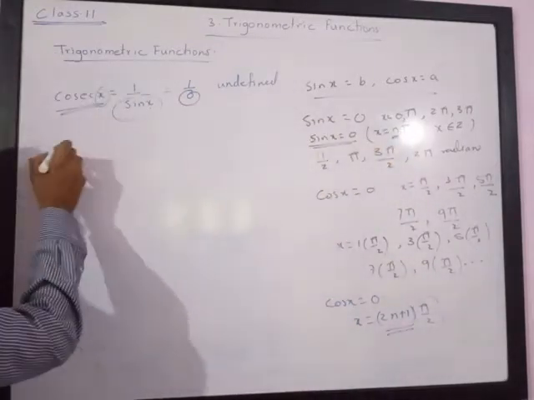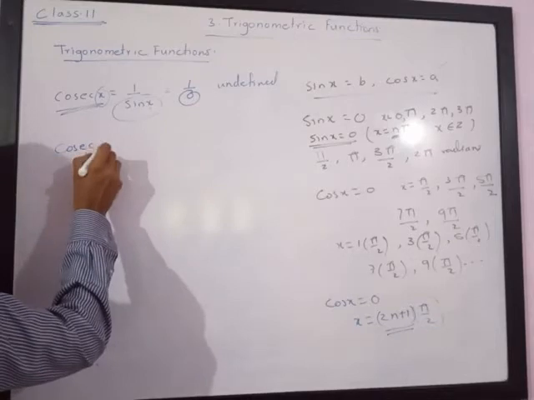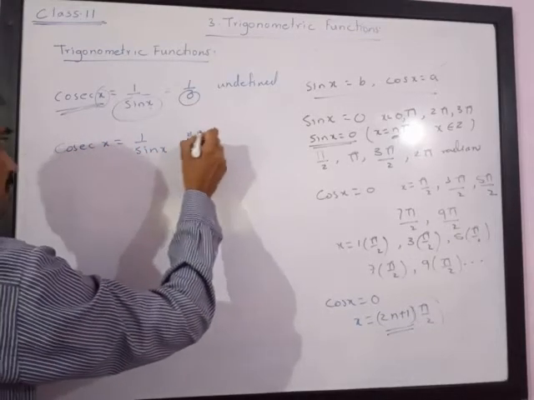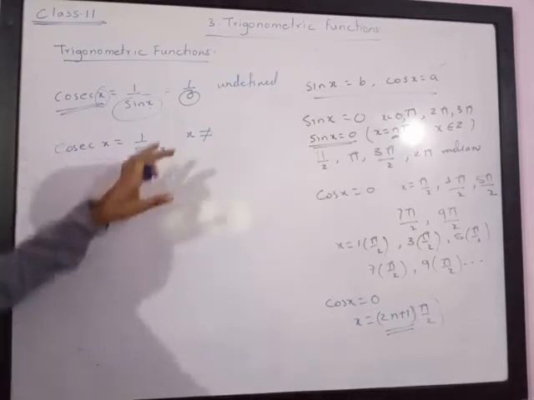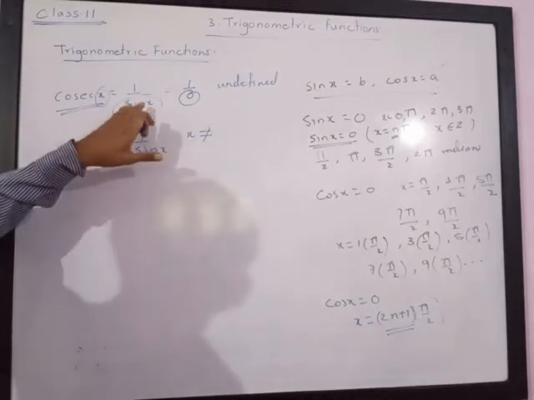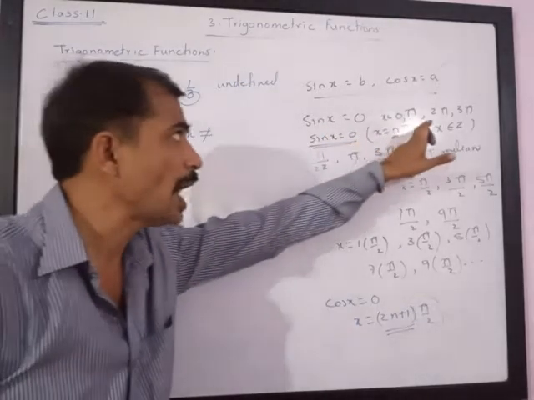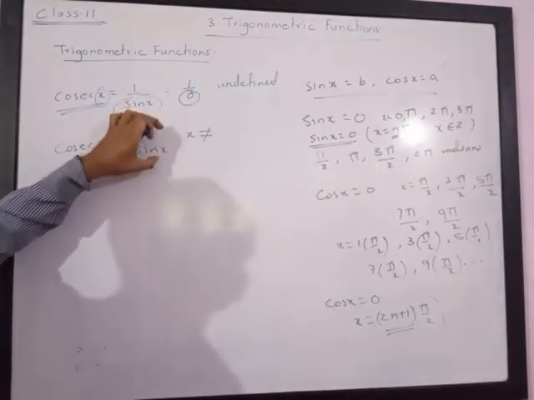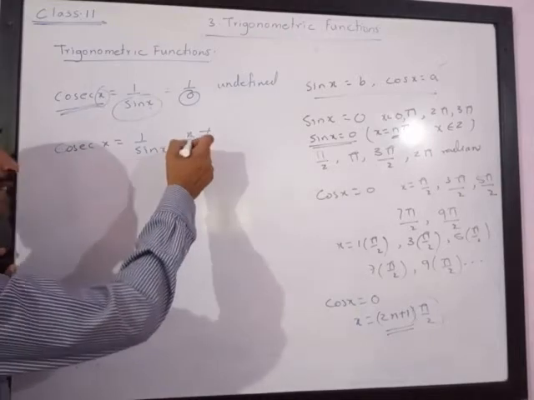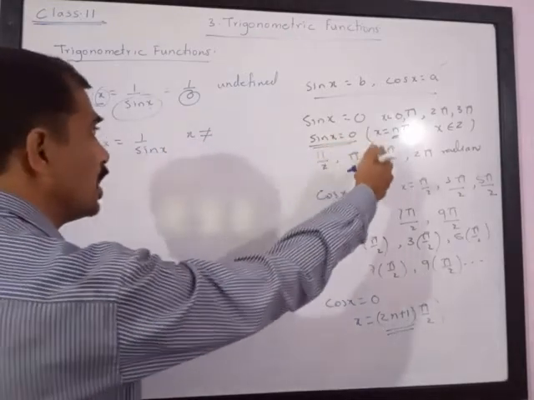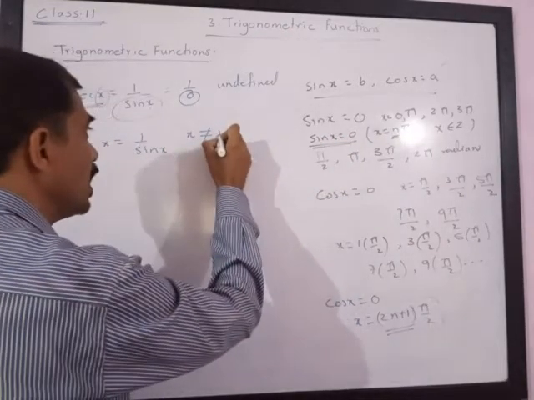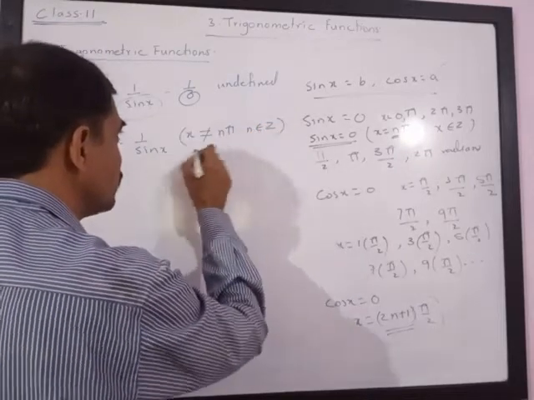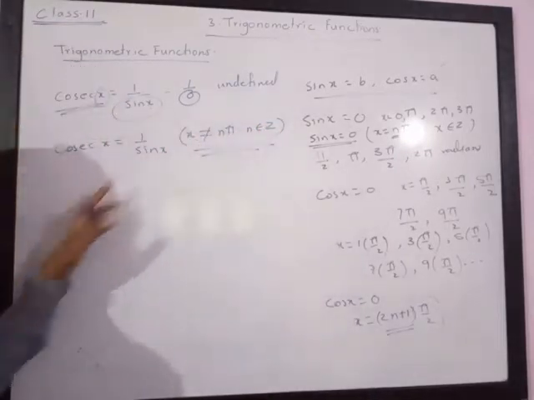So here cosec x is equal to 1 upon sin x, but x must not be equal to these values. If x is equal to 0, pi, 2 pi, 3 pi, then this becomes meaningless, undefined. Therefore, x must not be equal to n pi, where n belongs to integers. Try to understand this. This becomes meaningless.